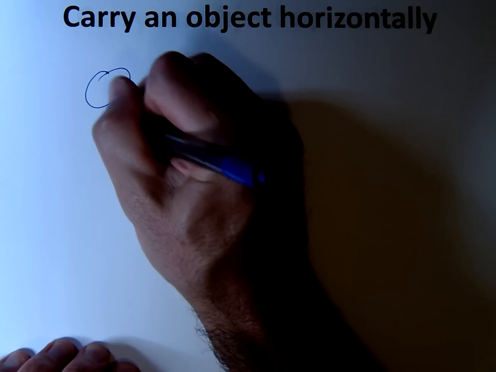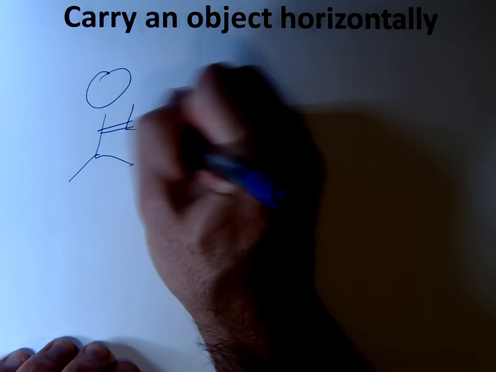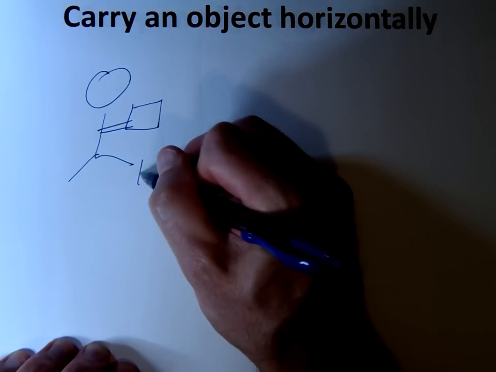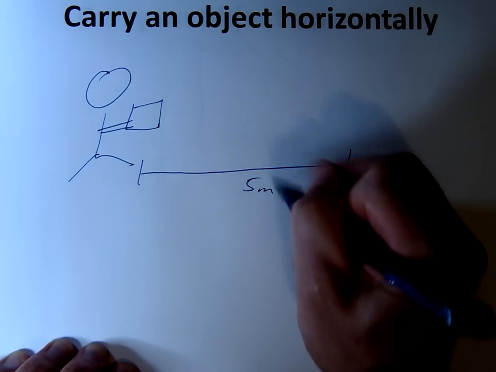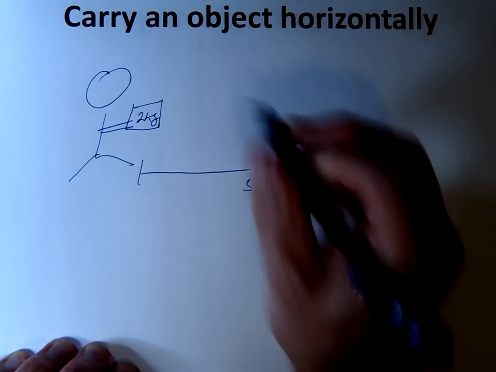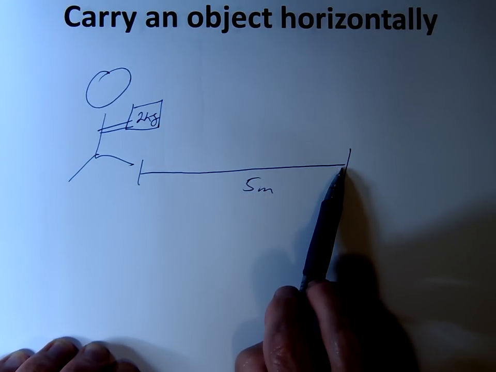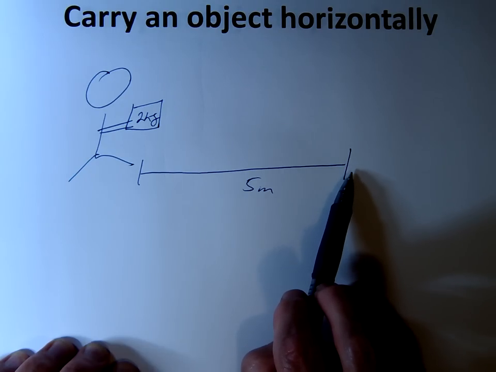Okay, next one, let's say we're going to carry an object horizontally. So here we are, we'll take our 2 kilogram mass and we're going to carry it this way. We'll say 5 meters. Okay. Think about this one first. Why don't you push pause and think about the answer to this.